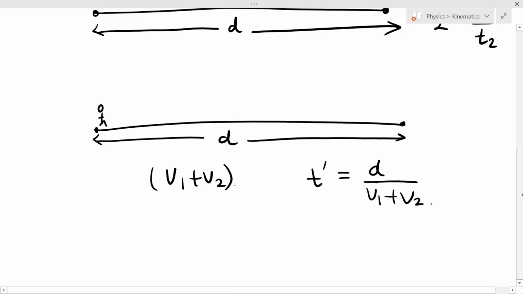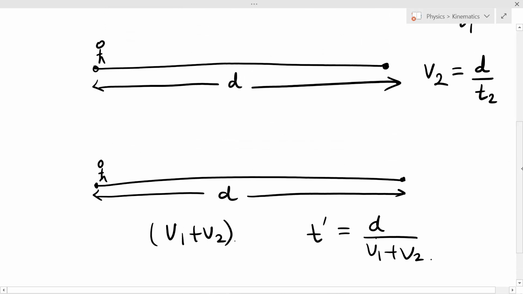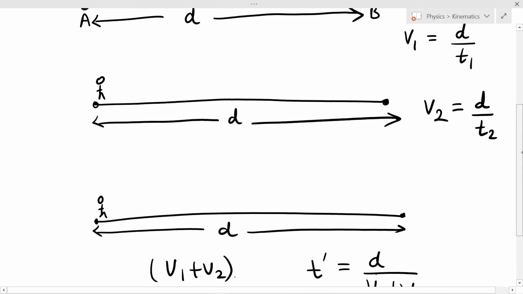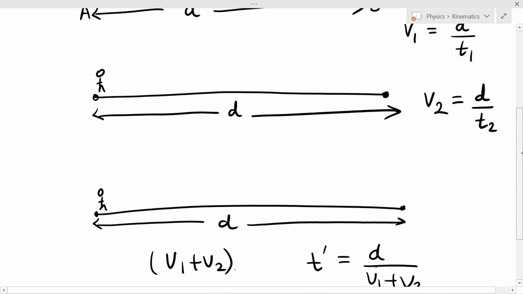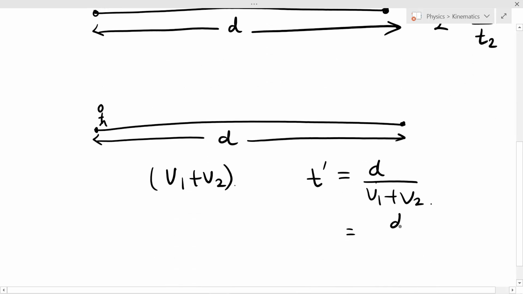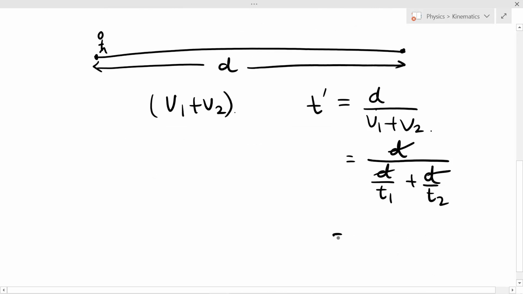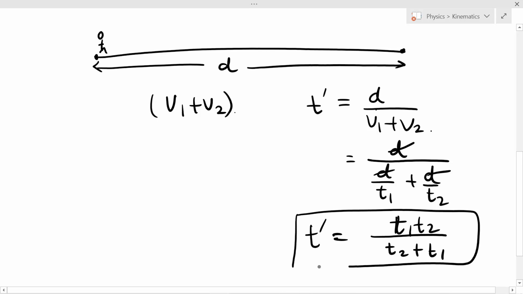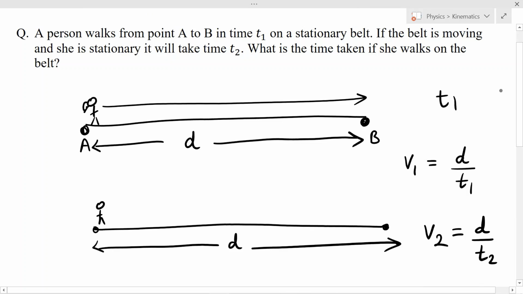Now what is d in terms of v2 t2 and v1 t1? So v1 plus v2 can be written as d upon t1 plus d upon t2. So this d gets cancelled. So this becomes 1 upon t2 plus t1 divided by t1 into t2. So this goes up. So this is the time that she will take if she walks on the moving belt. So put here, she walks on the moving belt.